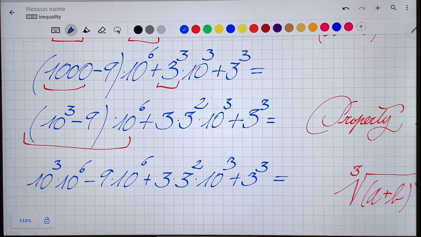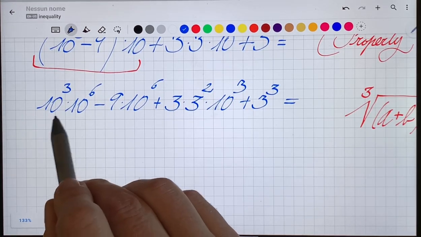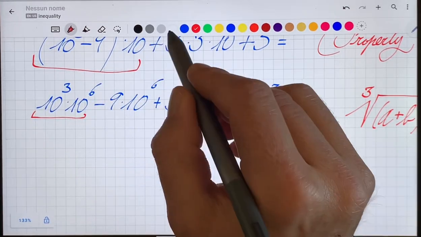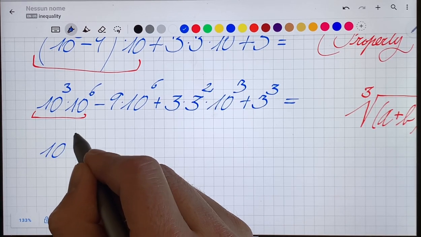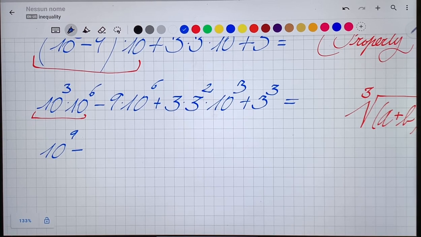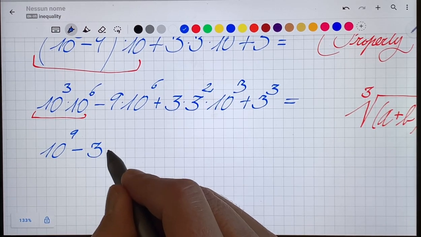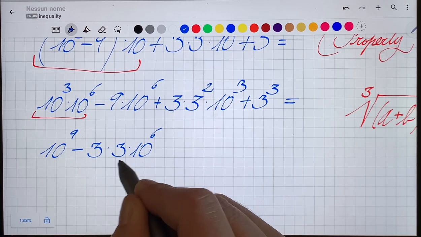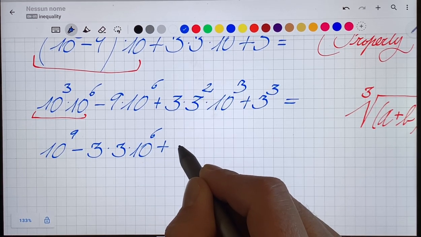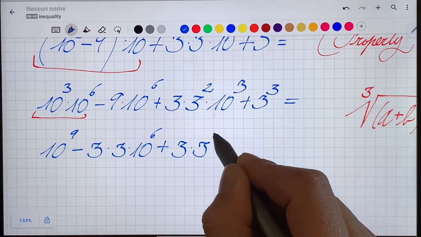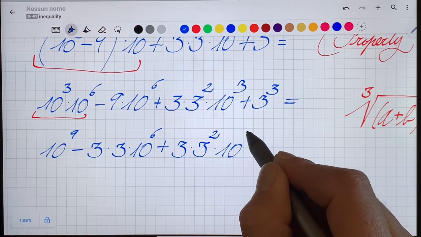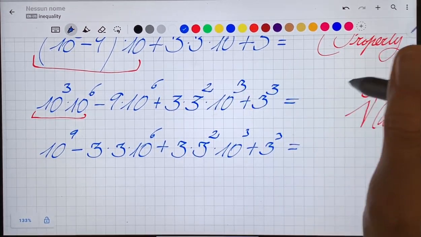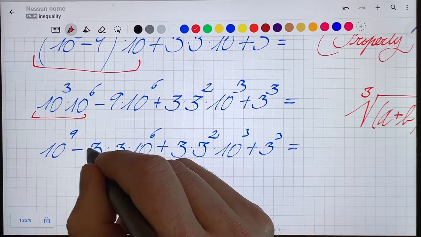Okay, and again, we have a product of two powers with the same base, so I can add the exponents, and then this is 10 to the power of 9 minus, I can write 9 as 3 times 3, times 10 to the power 6, plus 3 times 3 squared times 10 to the power 3 plus 3 to the power 3. Okay, now let's see.